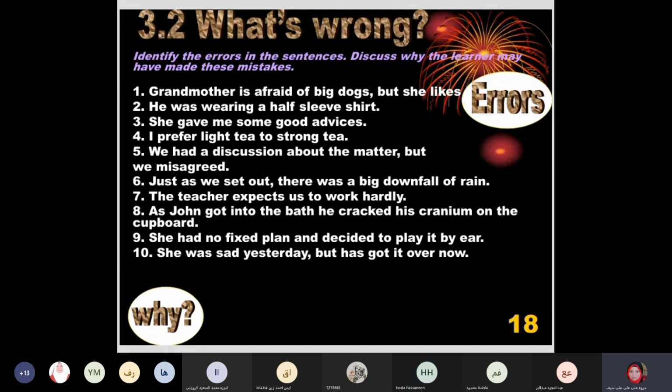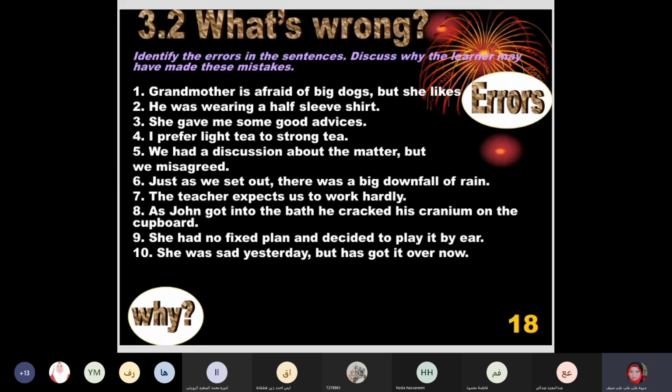Excellent. So yes, as Mrs. Hoda has just said, it's the right word. It's got over it. But the reason we should put it like this is that it is not separable.